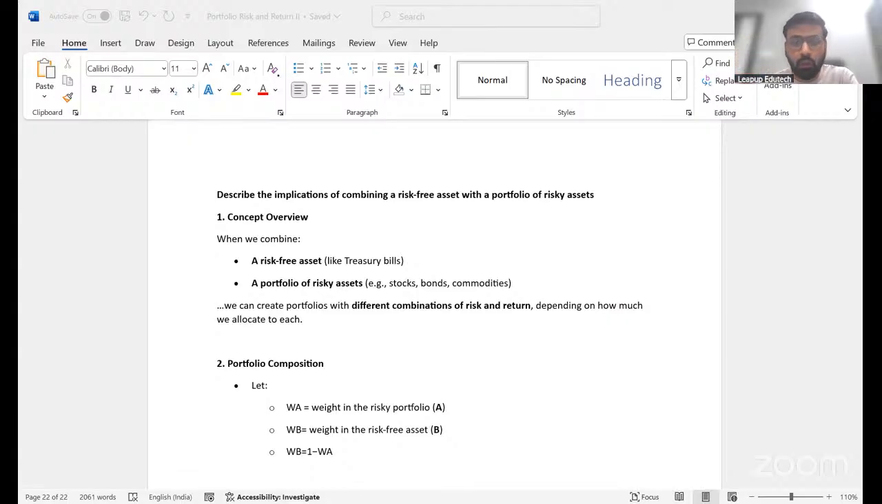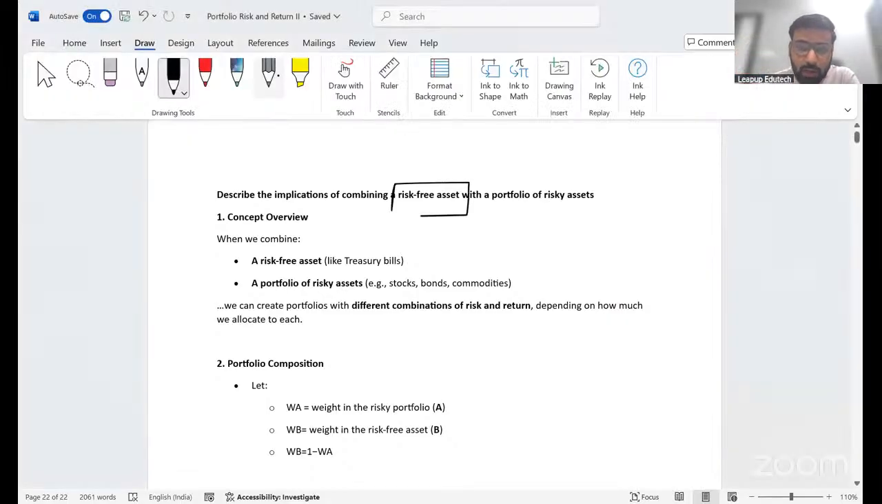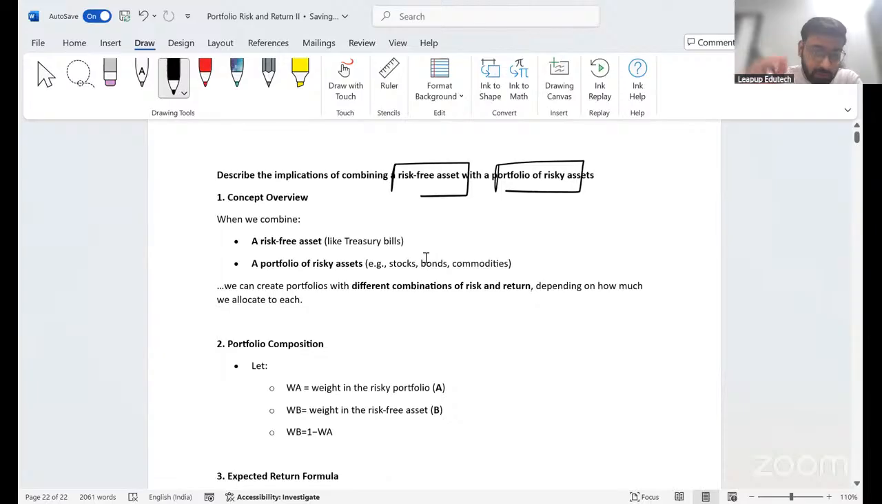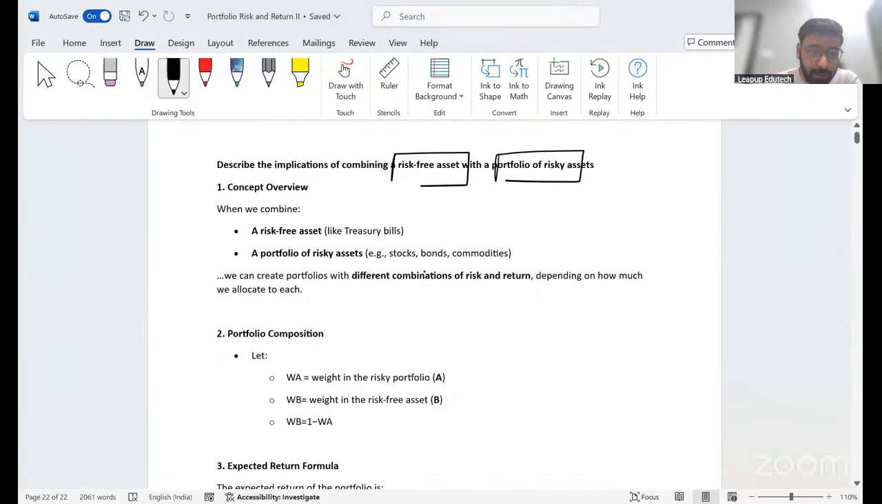Let us understand what happens to the standard deviation of the portfolio whenever you combine a risk-free asset, like treasury bills, with a portfolio of risky assets. This is very important to understand. The first LOS in Schweser talks about combining a risk-free asset with a portfolio of risky assets. Remember this, and you must have studied this in the previous chapter on portfolio risk and return, where you were doing the same thing. You were combining the two.